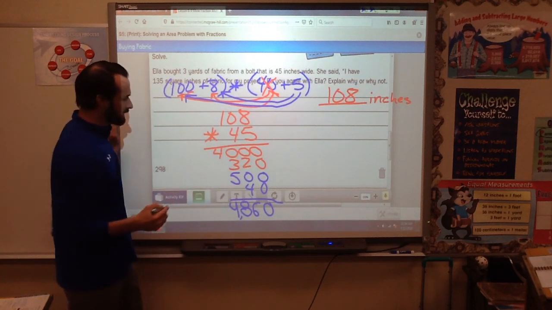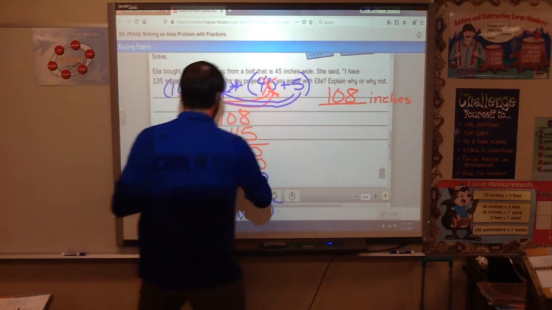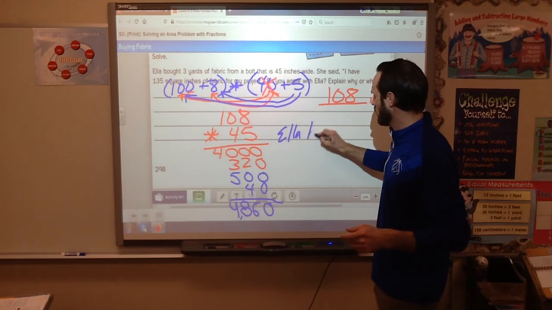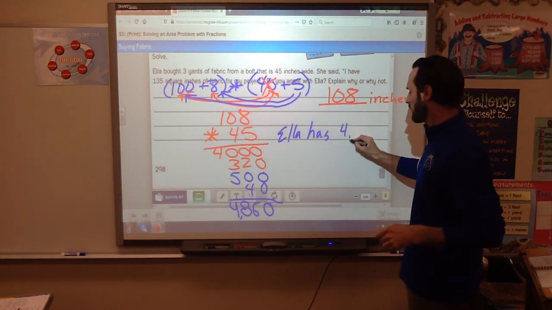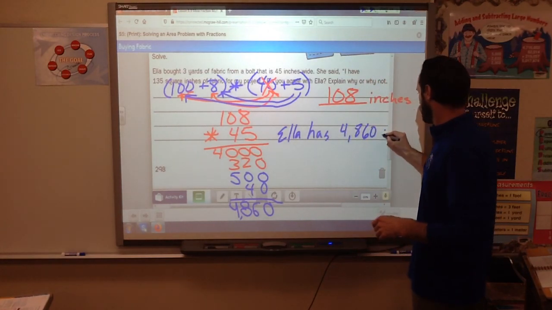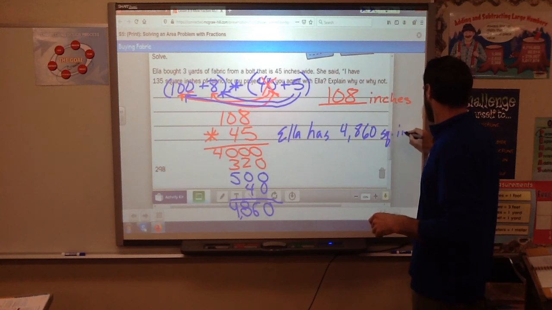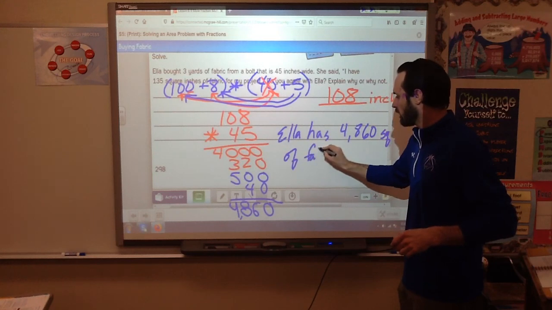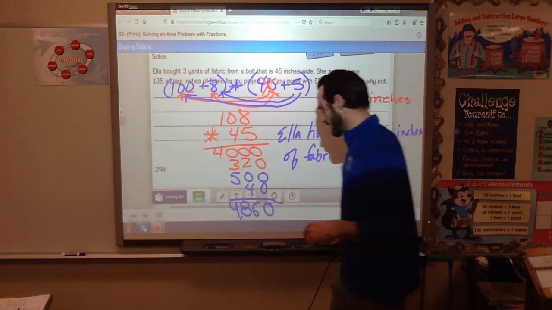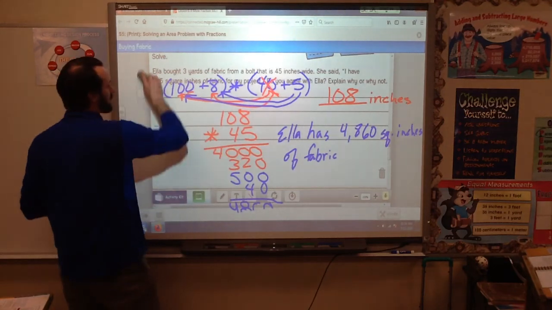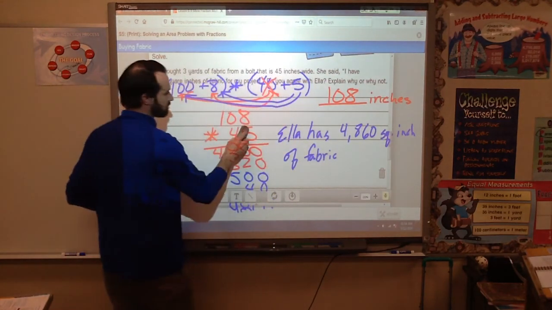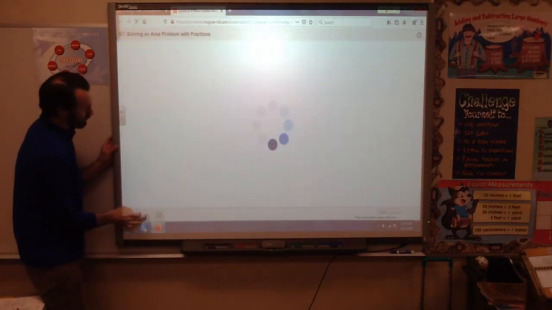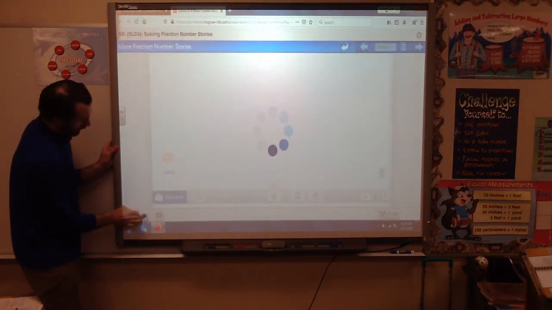So if you wanted to add to this, you would say something like, and I know this, I erased mine, Ella has 4,860 square inches of fabric. And that's it for that page. So now we're going to look at your math boxes. I'm going to work through a few of them with you, because they're a lot of work.